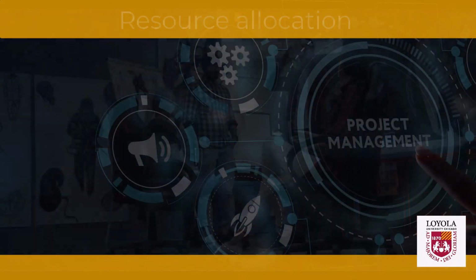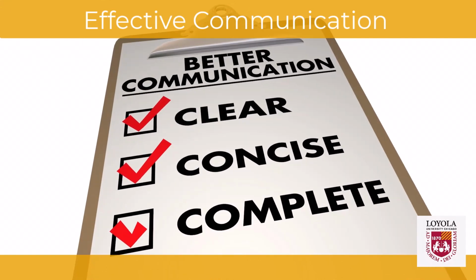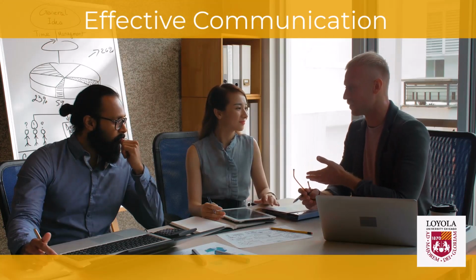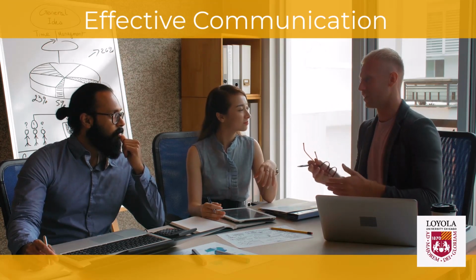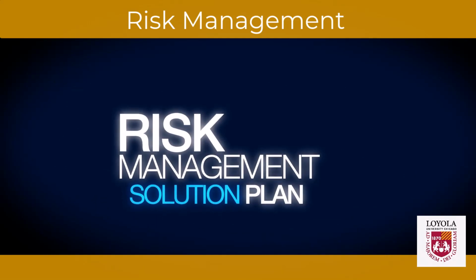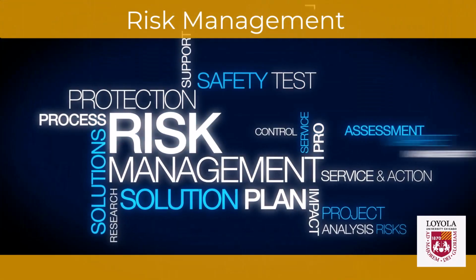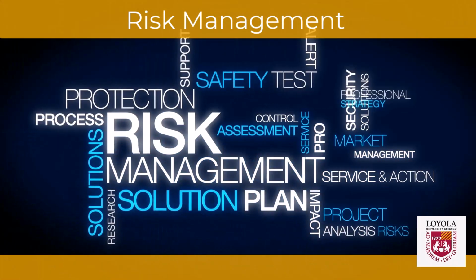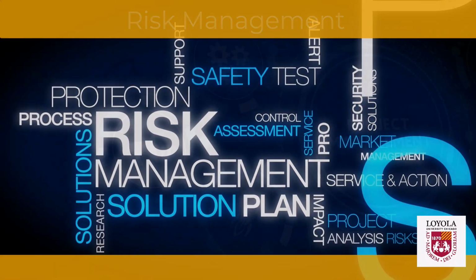Effective communication. Communication is the backbone of successful project management. Regular updates, transparent communication, and active listening foster a collaborative environment. And then we have risk management, which sometimes is a different team, but oftentimes might fall under your purview. Risk management involves identifying potential issues and having contingency plans in place. This proactive approach minimizes disruptions to the project.